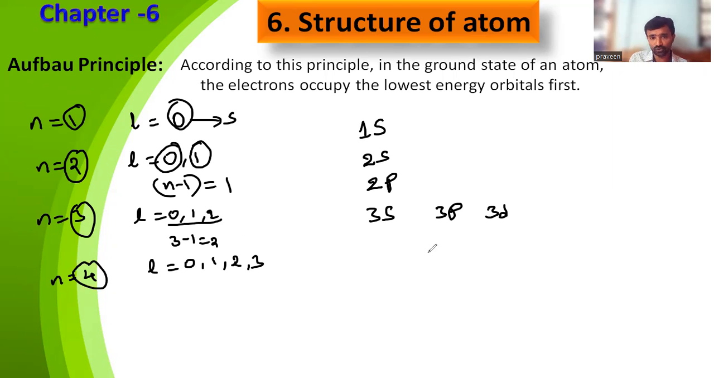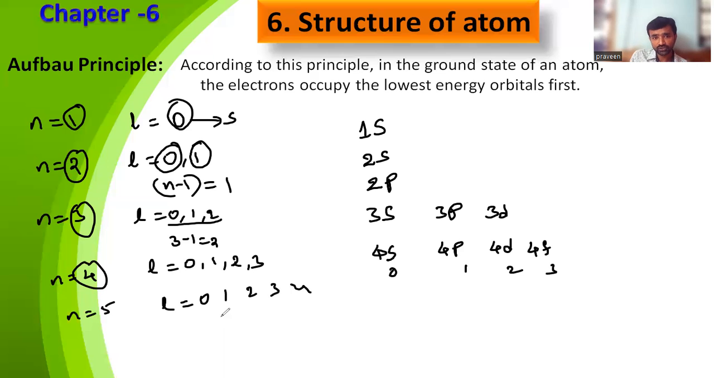The next, n equal to 4. Then l equal to 0 is 4s. l equal to 1 means 4p, l equal to 2 means 4d, l equal to 3 means 4f. So 0, 1, 2, 3. If l equal to 4, that is the maximum possibility. So n equal to 5: what will we take? l equal to 0, 1, 2, 3, 4. So that is s, p, d, f, and we'd go for the next one, g, but it's not there.